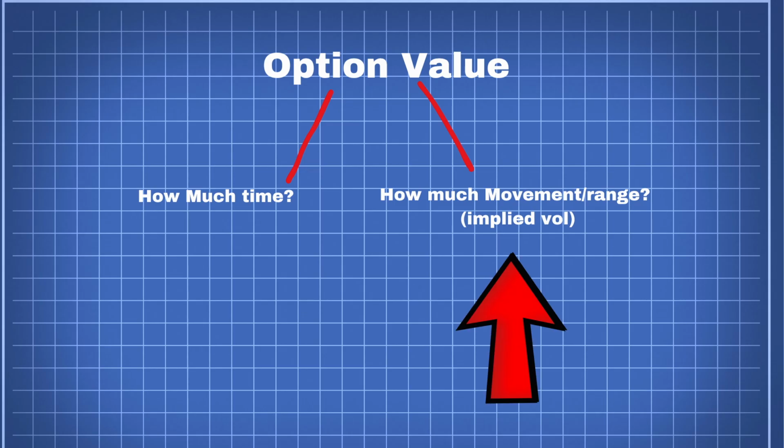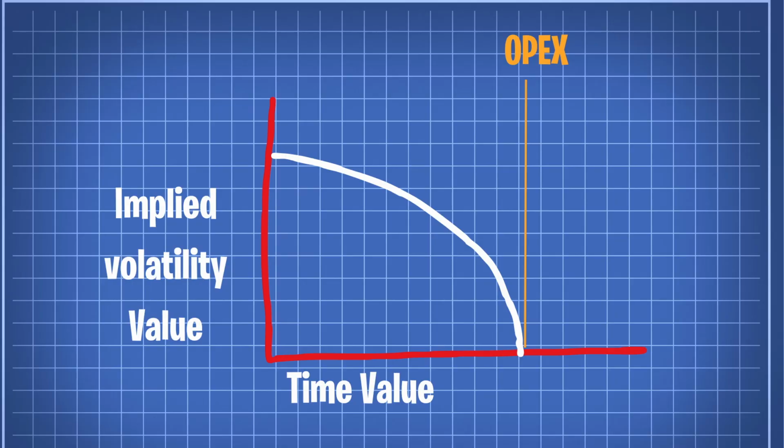But it also has an implied volatility premium for how much of a move this stock is expected to have for that period of time. As you near expiration, the odds of getting those bigger moves decreases and the time value decreases, which in turn sucks the premium out of the contracts closer to expiration.